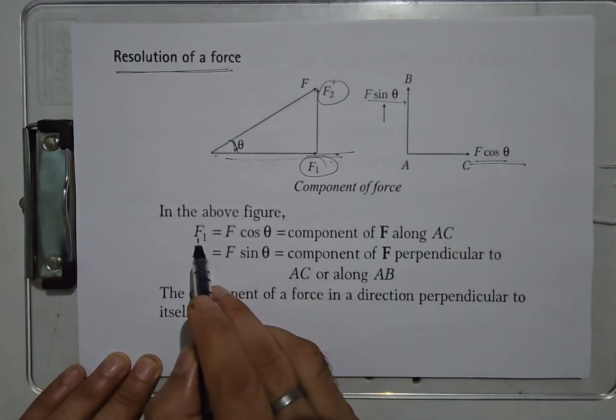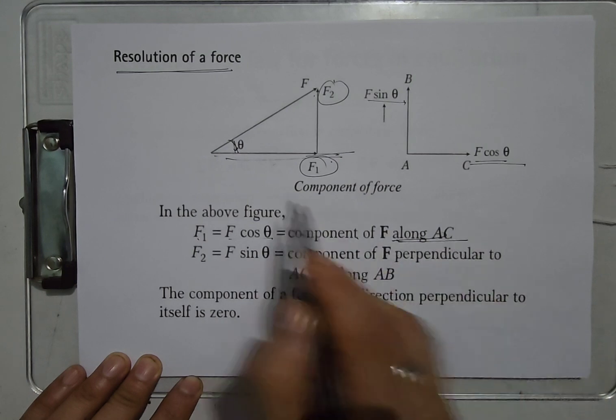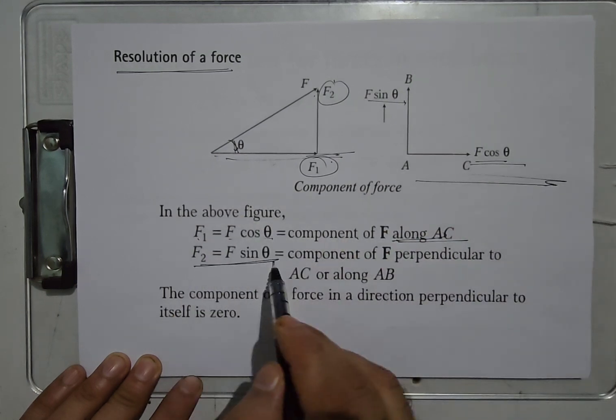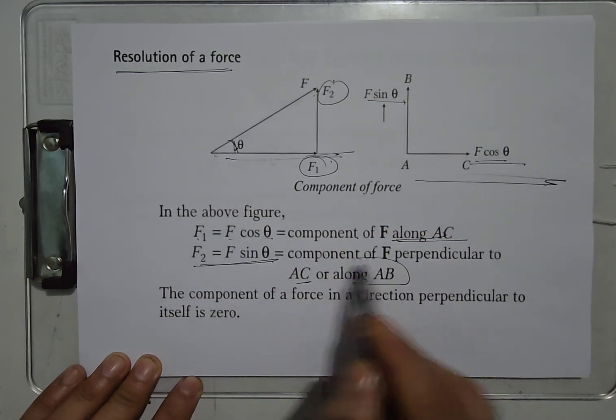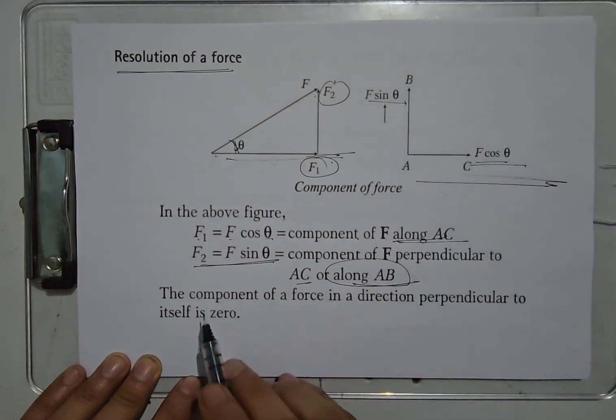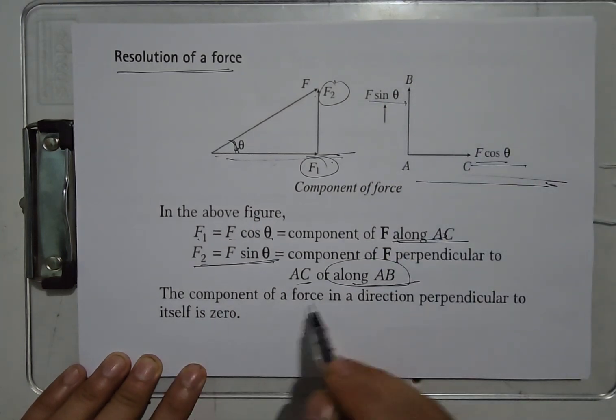Okay, so F1 would be F cos theta, which is the component of F along AC. AC is this one, the horizontal direction, and F2 is equal to F sin theta, which is perpendicular to AC, or you can say along AB. AB is this direction, the vertical direction. The component of a force in the direction perpendicular to itself is zero, right?